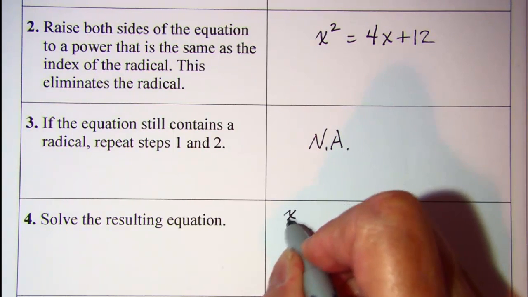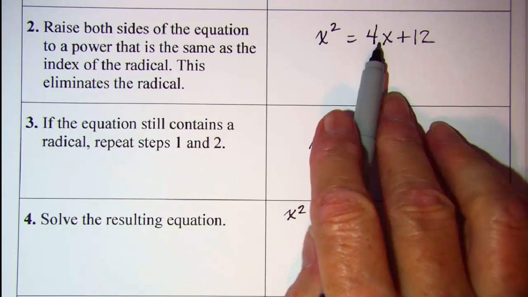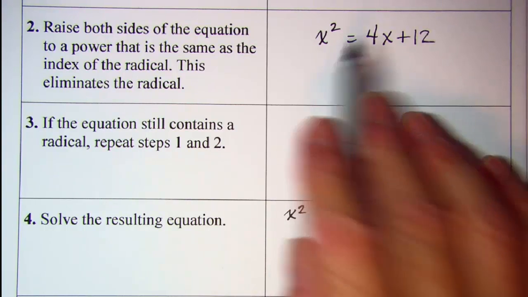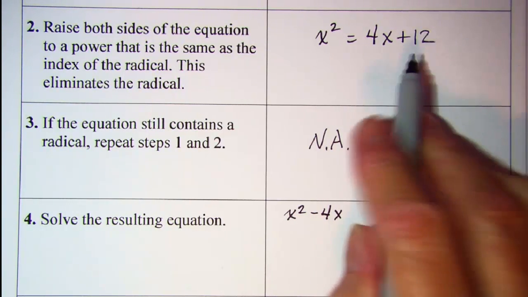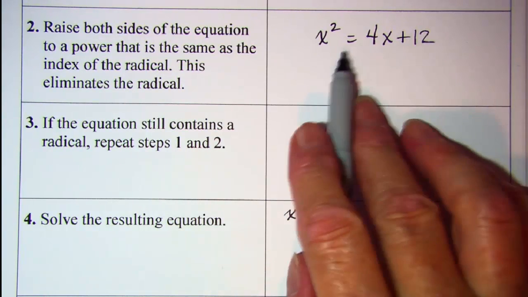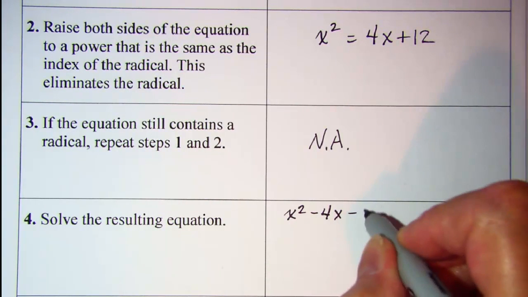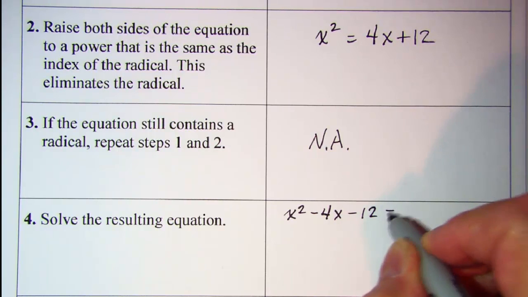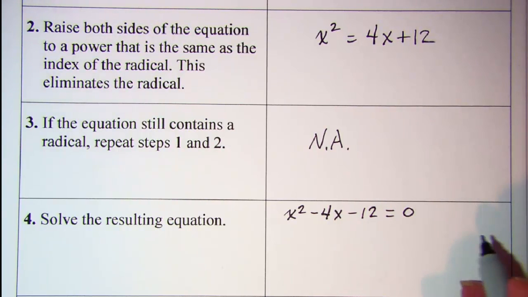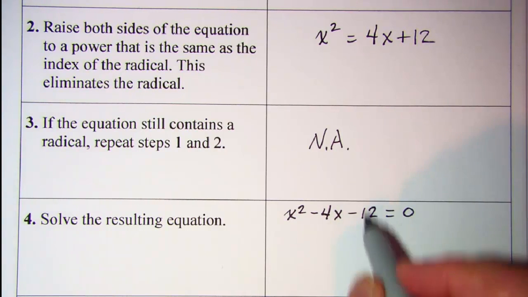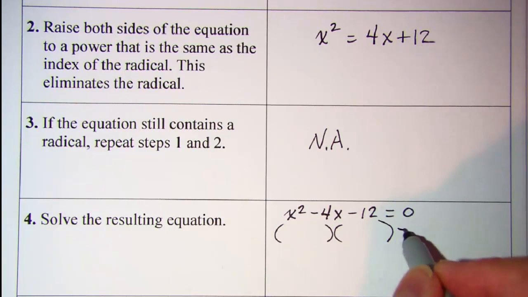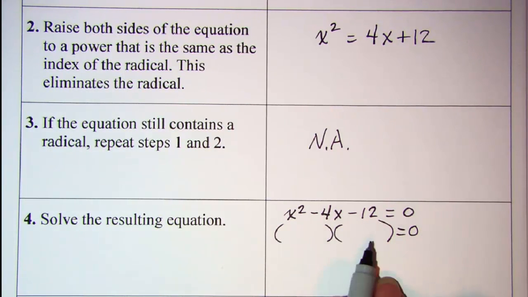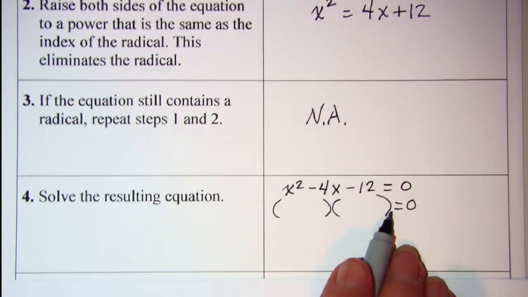So x squared, when I move the 4x to the left, it becomes a negative 4x. And when I move the 12 to the left, it'll be negative 12, and then equals 0. Now to solve this by factoring, I'll still have that product equal to 0.